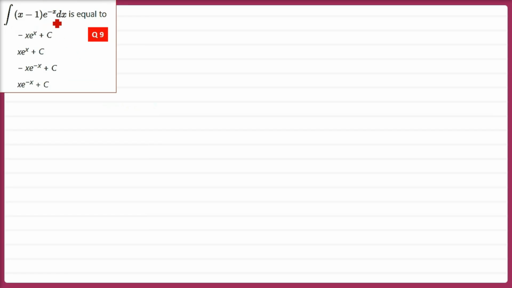Next one is x minus 1 into e raised to minus x. So you have two different expressions in an integration. So we'll follow the integration rule here, the product integration rule. What does it mean? We'll apply ILATE.